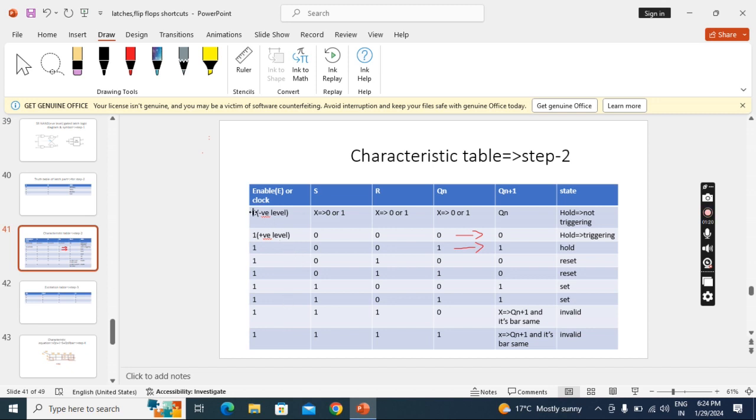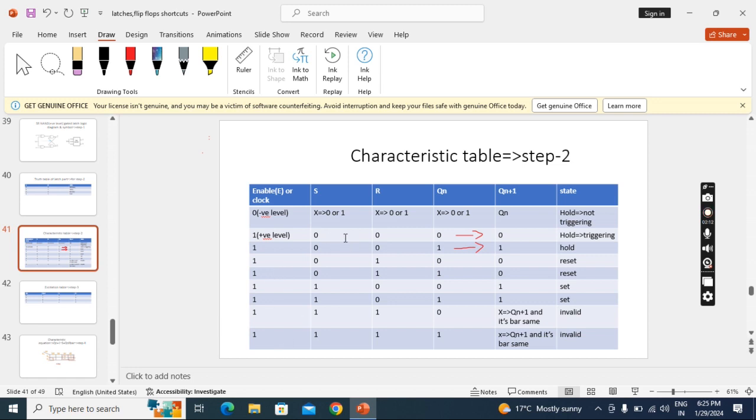Suppose I apply 0, a negative level to a positive level circuit. The data inputs S and R can be any value, 0, 0, 0, 1, 1, 0, 1, 1, and Qn can also be anything. Whatever it may be, it will become hold. Qn+1 becomes Qn only. In this condition, the circuit is not triggering, because a positive level circuit responds only to positive level, not to negative level. It is not responding, so it stays as it was previously. There is no change in the circuit. That's the meaning.